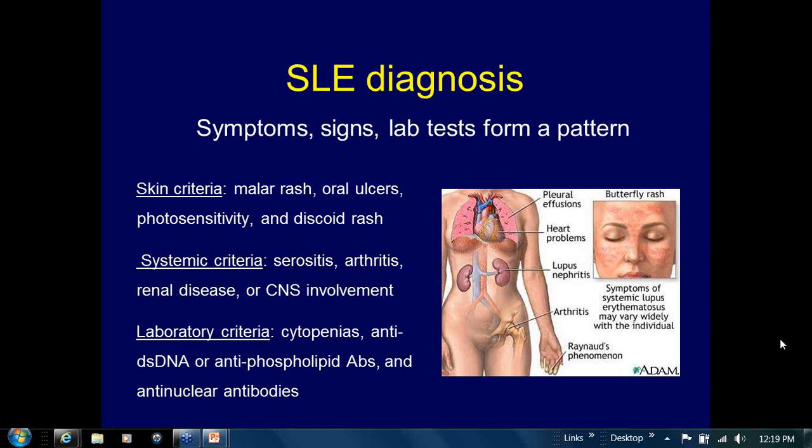In the laboratory, we find some characteristic but non-specific findings, including low white and red blood cell counts and platelet counts, and the autoantibodies that I described on an earlier slide. Next slide, please.